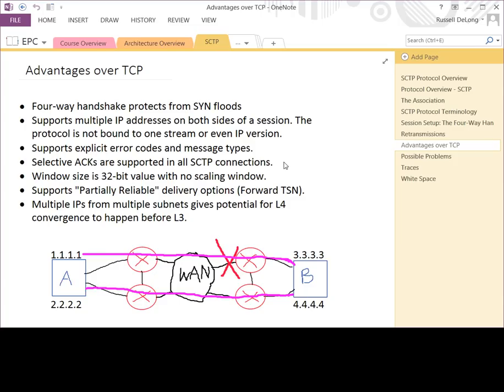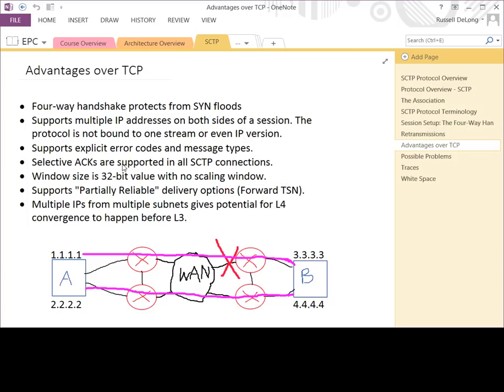Whereas with SCTP, it's built into RFC 2960. An SCTP speaker, if you support the SCTP protocol, you have to support selective acknowledgements. It's part of the protocol. Window size is 32 bits. This isn't so much an advantage of the protocol, but it does make it easier for troubleshooting.